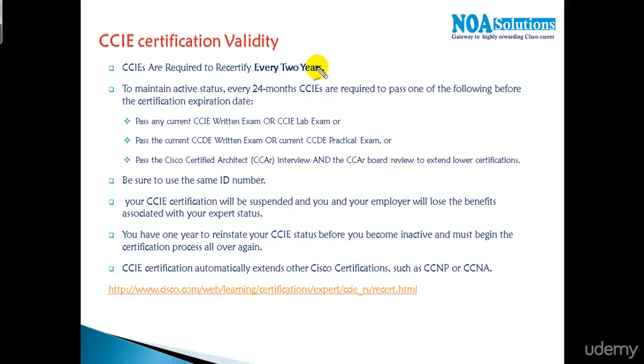Once you get certified for CCIE, your certification will be valid for the next 2 years. In order to maintain this active status, you have to write any one of these exams every 24 months, that is 2 years. So either you have to pass a written exam or any other lab exam.